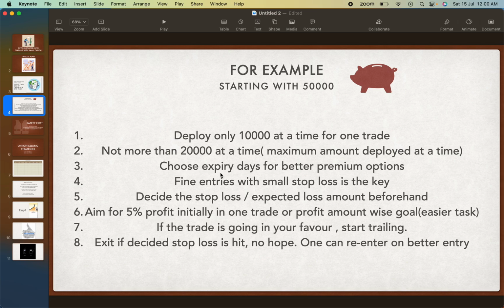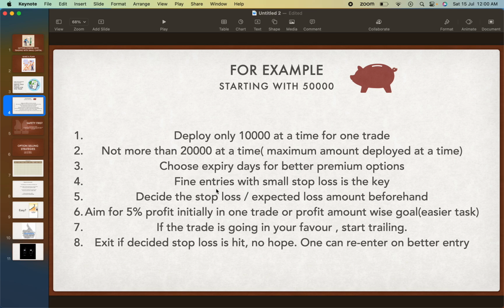On Mondays and Fridays, the premiums will be higher. So if at all you have to take a trade, take less exposure. But on expiry days, you can have multiple lots. You can use this amount for your better benefit. So you can choose expiry days.